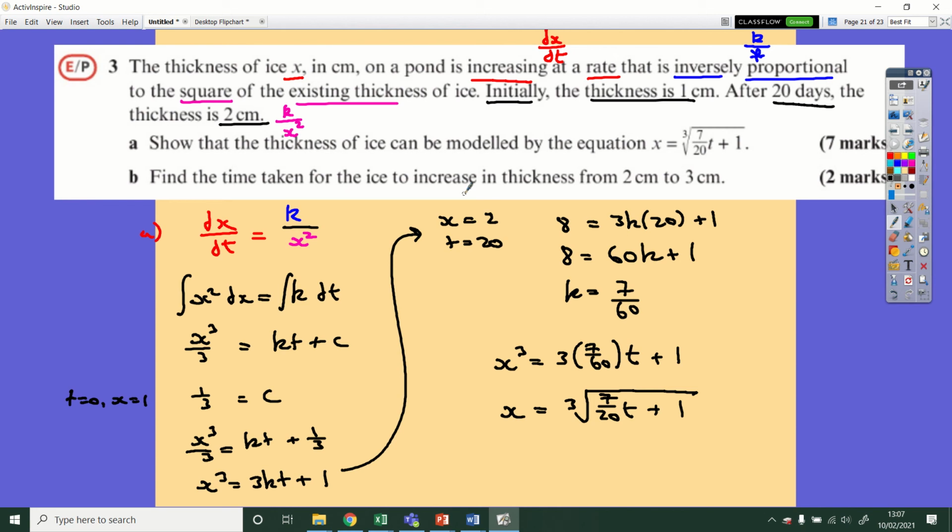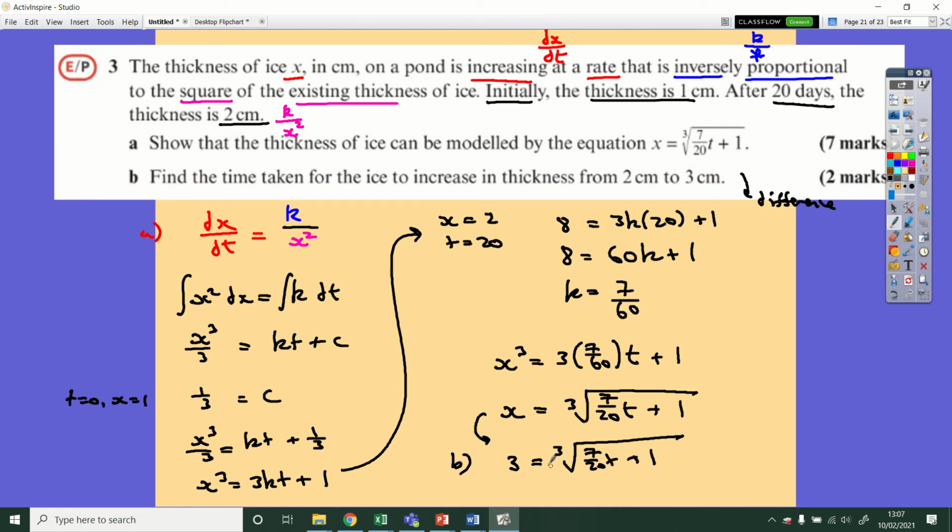The time taken to increase the ice from 2 to 3. Well, I'm going to need 2 separate times here because I'm going to need the time that it takes to get to 2 centimeters, which we know is 20 days. And then I need the time to get to 3 centimeters, and then I need some kind of difference. So let's make our x equal 3. This is for part B. So the cube root of 7/20 of t plus 1.